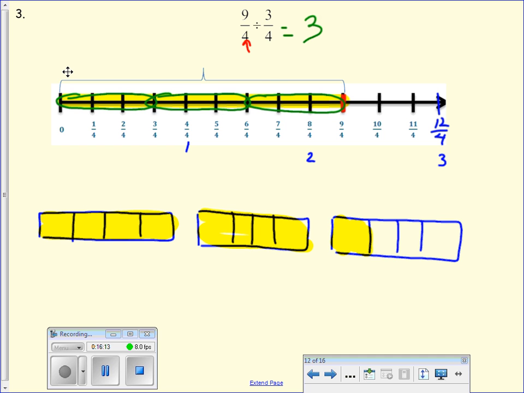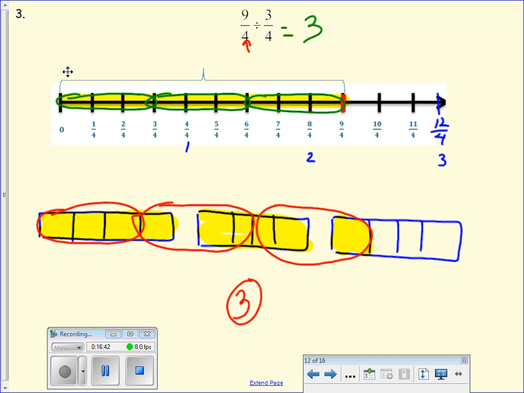Each tape diagram represents fourths, and I colored in 9 of them. We okay with that? Okay. Let's make groups of 3 the same way. Uh-oh. Can I jump like this? Yeah. Sure. And how many whole groups did I make? 3. So really it's the same way. Whether you use the number line or a tape diagram, you're still going to get the same answer.